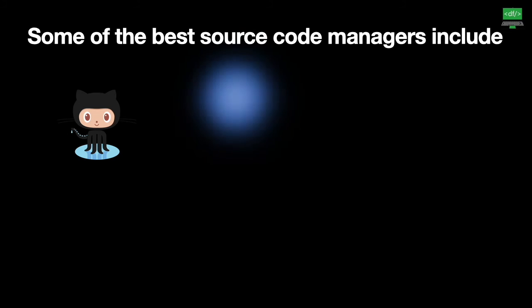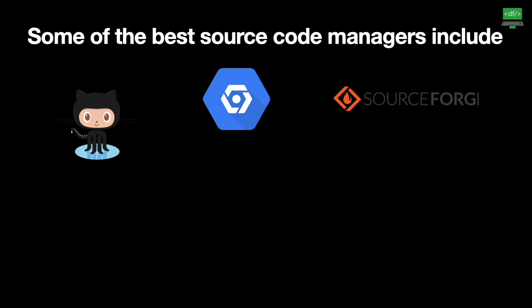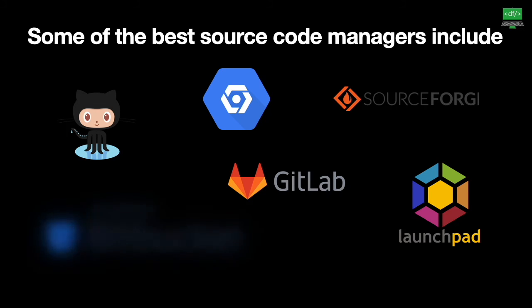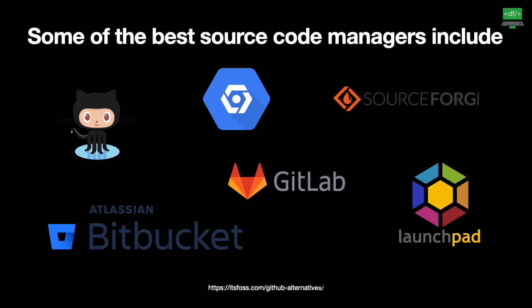Some of the best source code managers include GitHub, Google Cloud Source Repositories, SourceForge, Launchpad, GitLab, and Bitbucket. To know more, you can go to the mentioned source. You can find the link in the description.